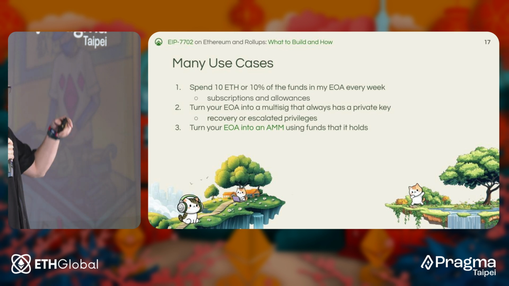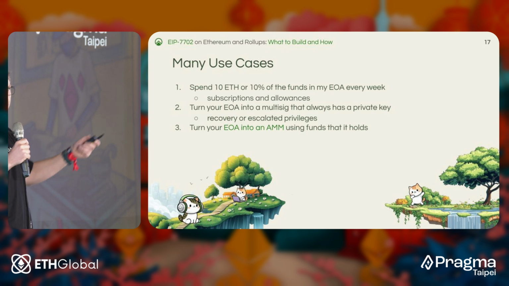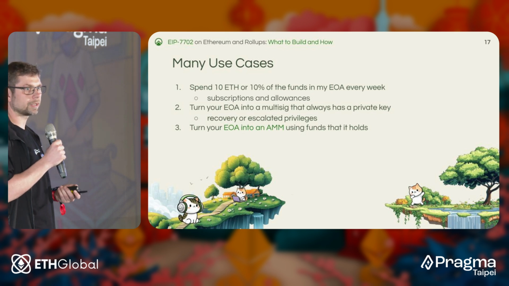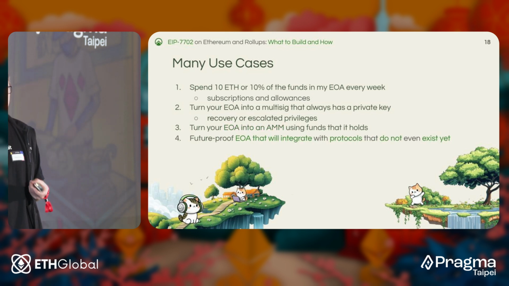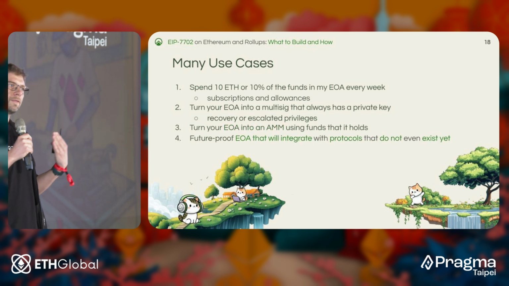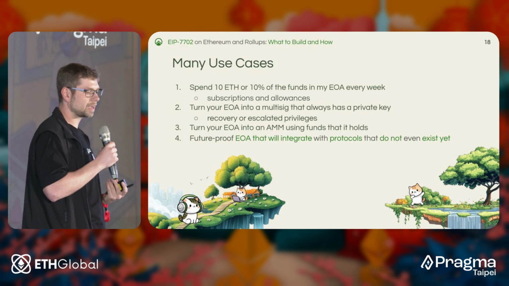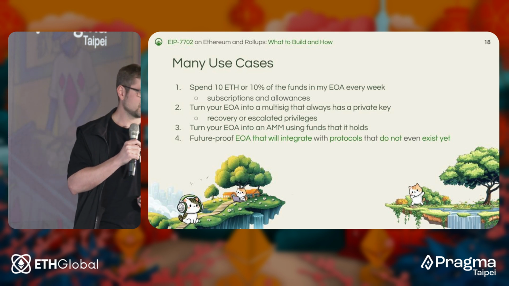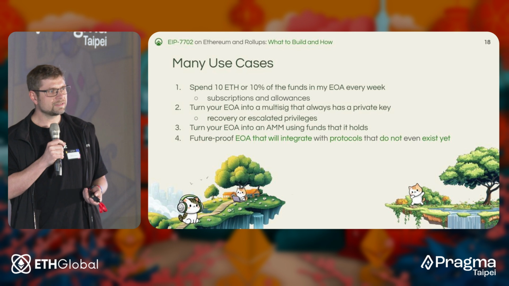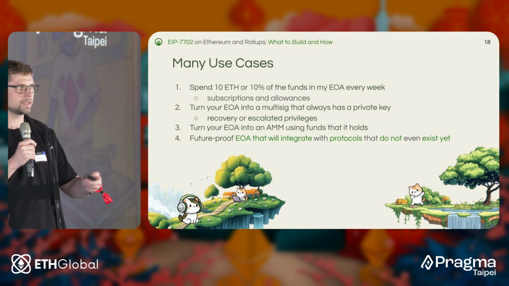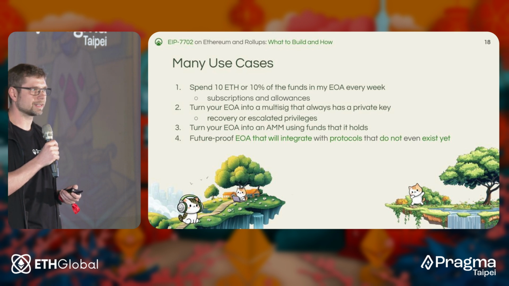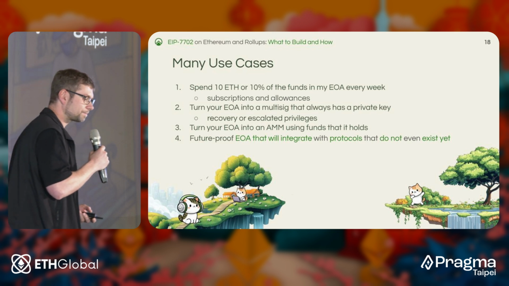But at the same time, this is still your personal account that you have loaded into your wallet, MetaMask, or something like that. And you can also think about your account as this sort of future-proof smart account that you will always be able to integrate with other protocols, even if they do not exist yet, right? Because you can always replace your delegation with a delegation to a new updated implementation that integrates with something new.